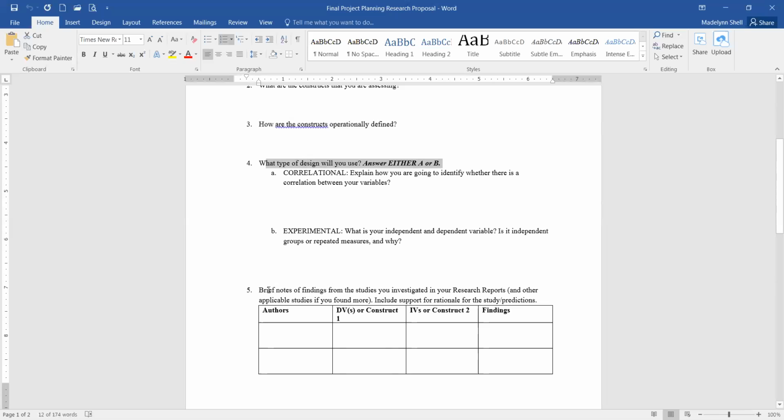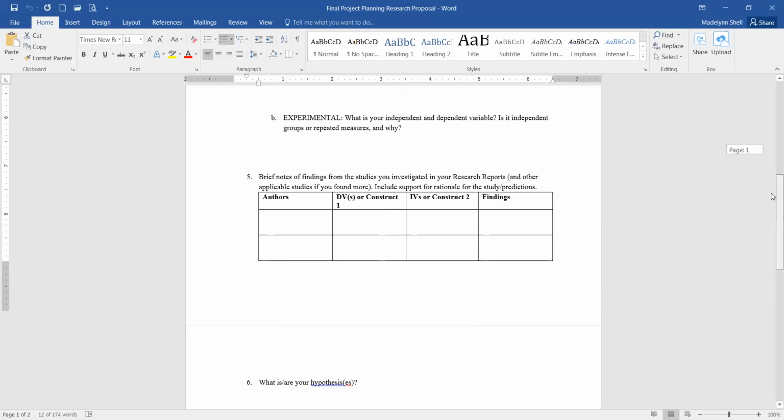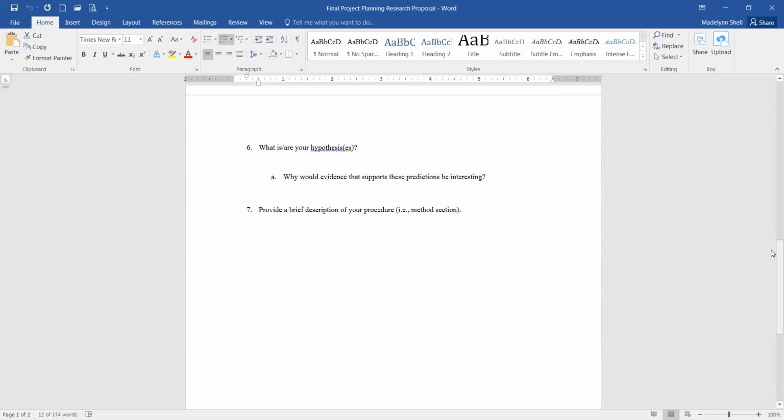Question 5 is basically a short summary of your research reports. So you don't need to find new studies for this. This is just an even briefer, more condensed summary of the 2 articles you read. For question 6, you need to specify what your hypothesis is. So remember, going back to, I think it was chapter 2, you need to list a specific prediction which states the direction of the relationship that you expect. And also explain why evidence supporting your ideas would be interesting. So why do we want to find this, or why would we expect to find this? Why is it interesting?